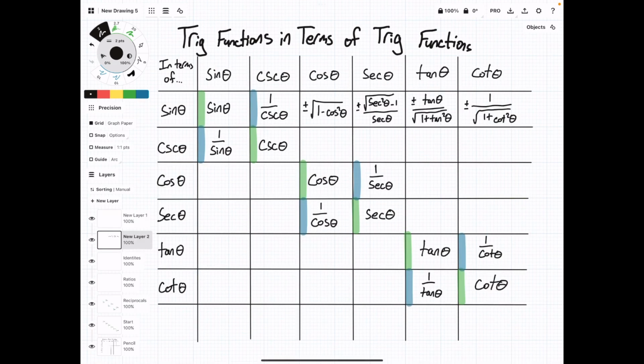With that, we have solved the first row of our table. So now we have written sine theta in terms of all of the other trig functions. So the answers that we did are underlined in green here. Now we're going to move on to cosecant.